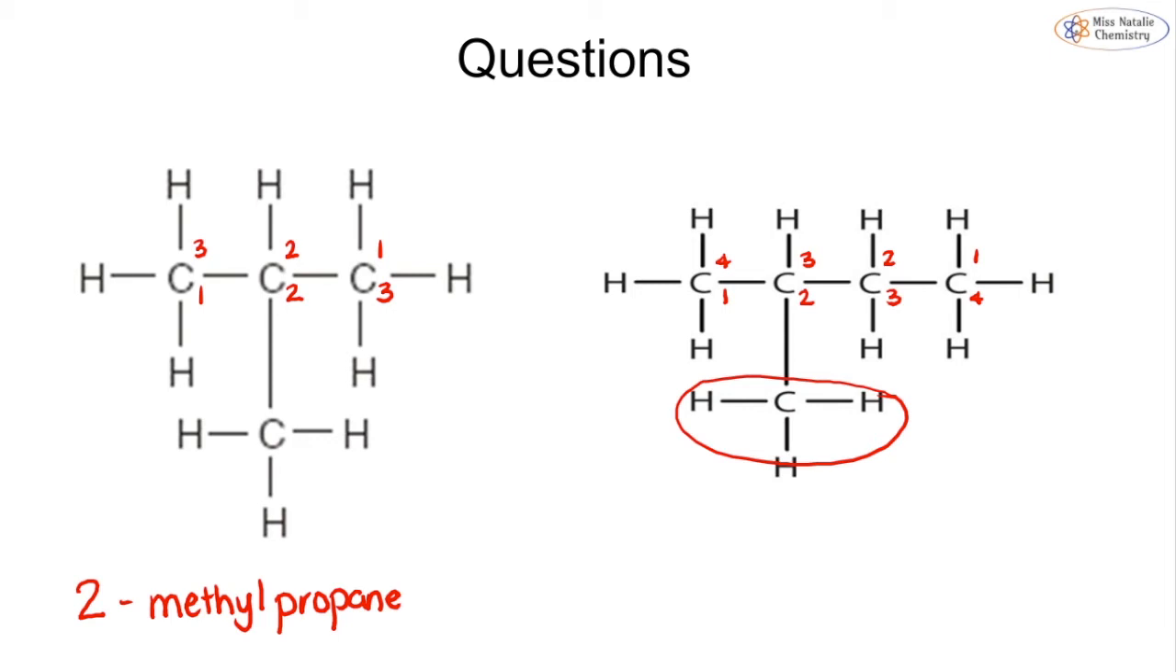And we've said that we always want to use the lowest number. So in this case, we're going to be numbering our carbons from left to right. So I'm going to cross out the top ones because we don't need them. So again, I have a 2 to tell me that my branch is on carbon number 2. I have a methyl group. And then the name of the alkane that's got 4 carbons is butane. So this is 2-methyl-butane.